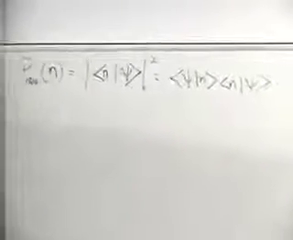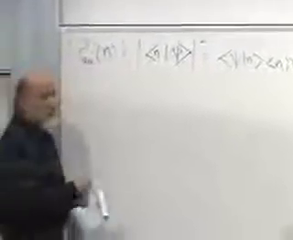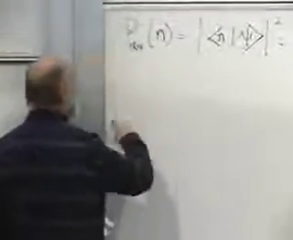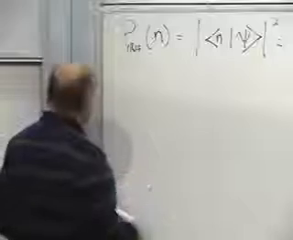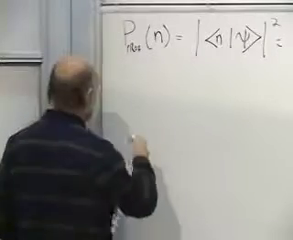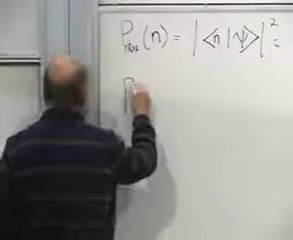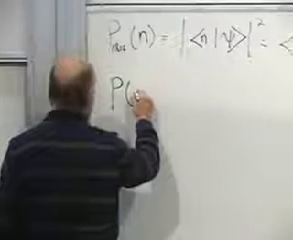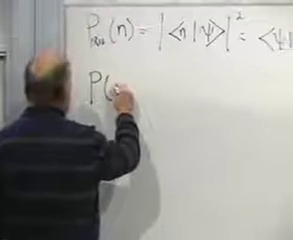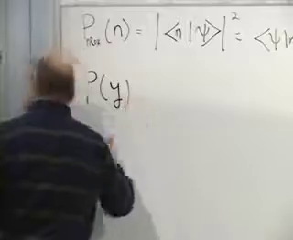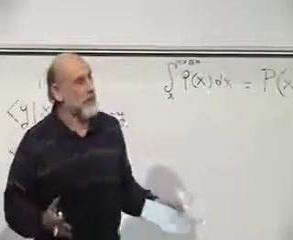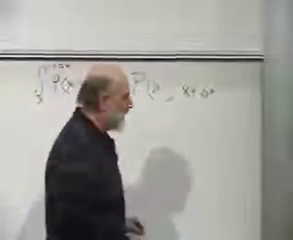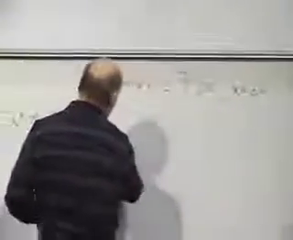What's the natural analog of that? The natural analog for continuous systems is that the probability density, let's call it P of x now, or let's call it P of y. Y does not represent a different coordinate from x. They just represent two values. X and y represent two values of the same variable.